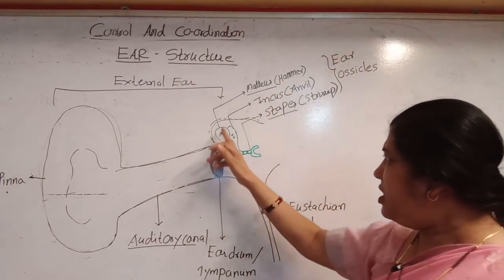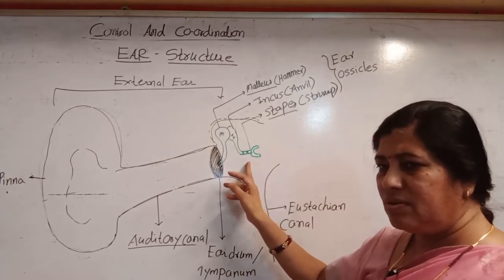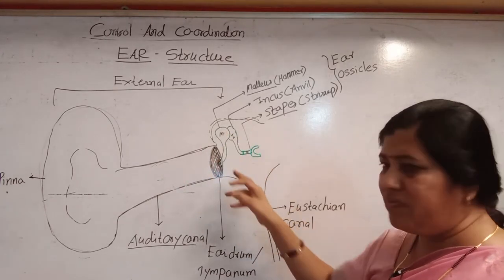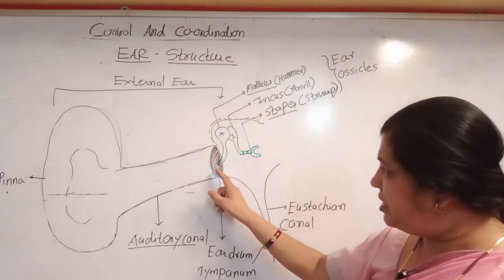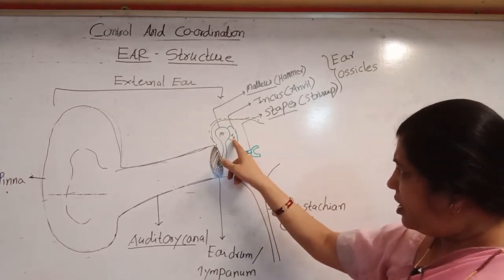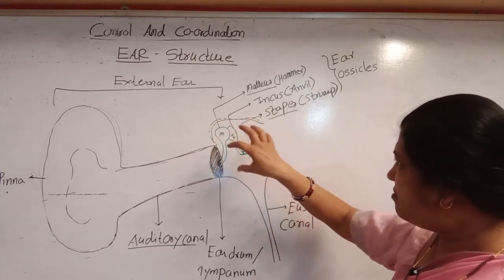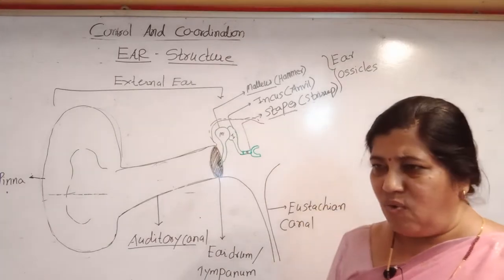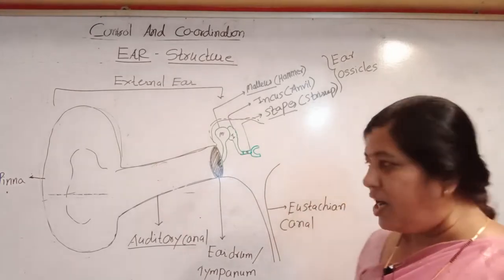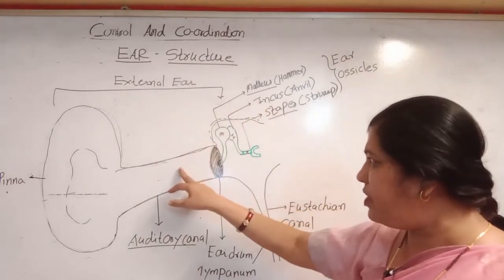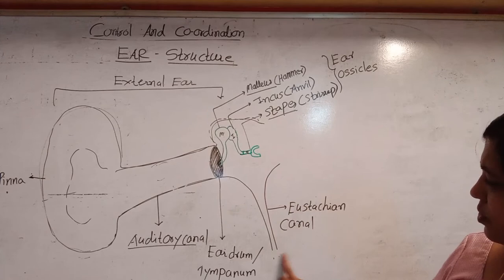So these three ear ossicles vibrate after receiving sound waves from the external ear. Why do these three bones vibrate? Because of their attachment to the eardrum. The eardrum vibrates, and therefore malleus vibrates, and therefore incus vibrates, and that vibration is transmitted to stapes. In this way, sound waves get amplified, and these three ear ossicles transmit sound waves from the external ear to the inner ear. Then this Eustachian canal opens into the pharynx.